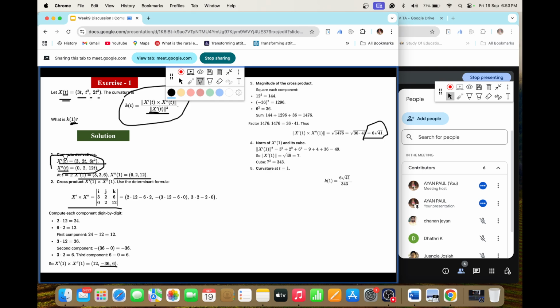So x dash t is coming this, 3 to 6, and then again we have to calculate the mod of this, and mod of this is coming, I think, 7. So then you have to do cube root. So your answer will be 6 root 41, that is the numerator, divided by 7 cube, that is 343. So this is the answer of the question or exercise 1.